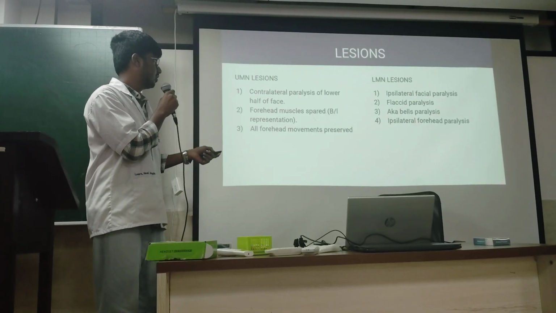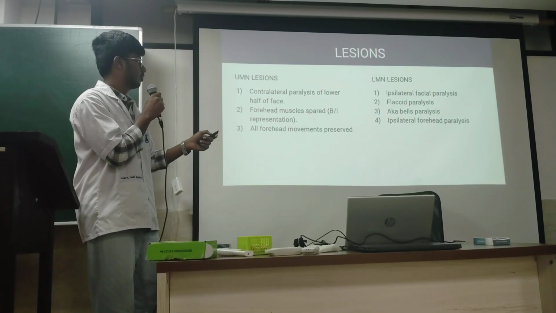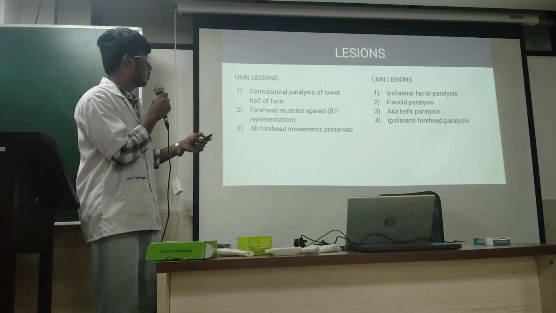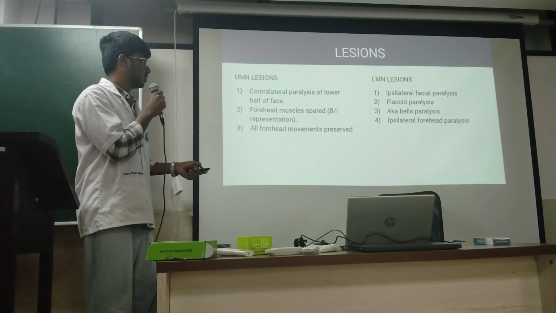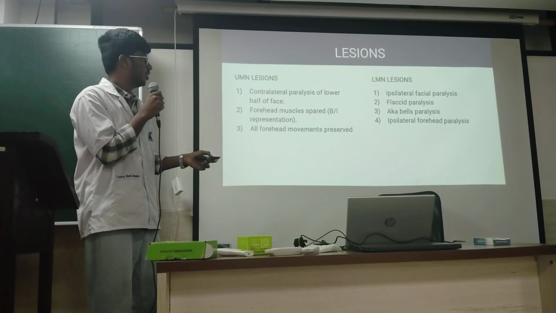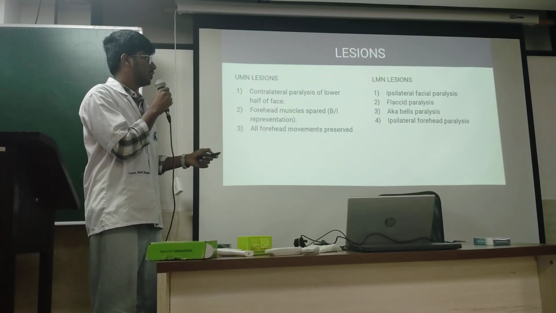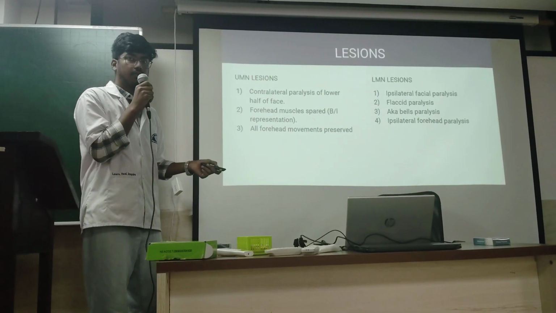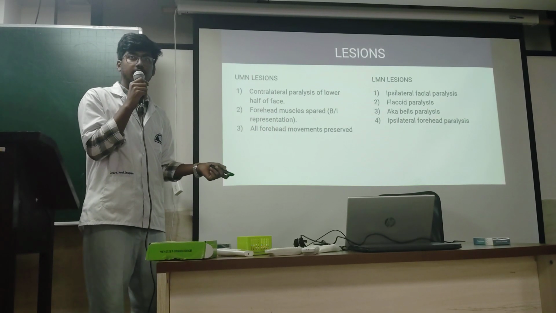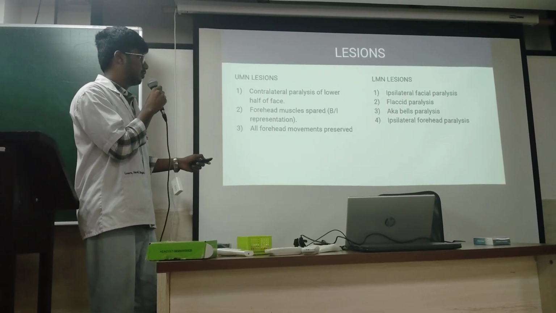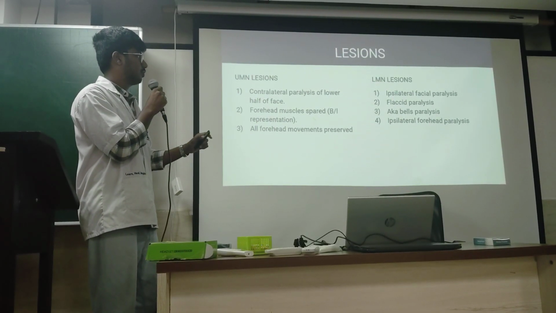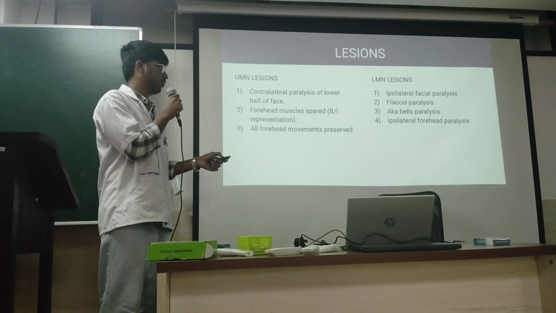The difference between the lesions of upper motor neuron and lower motor neuron. In upper motor neuron lesions, there is contralateral paralysis of the lower half of the face, and the forehead muscles are spared because of bilateral representation. In lower motor neuron lesions, there is ipsilateral facial paralysis, also called flaccid paralysis, and also known as Bell's palsy. In upper motor neuron lesions, forehead movements are preserved. On the other hand, in lower motor neuron lesions, there is ipsilateral forehead paralysis, and no forehead movements are preserved.